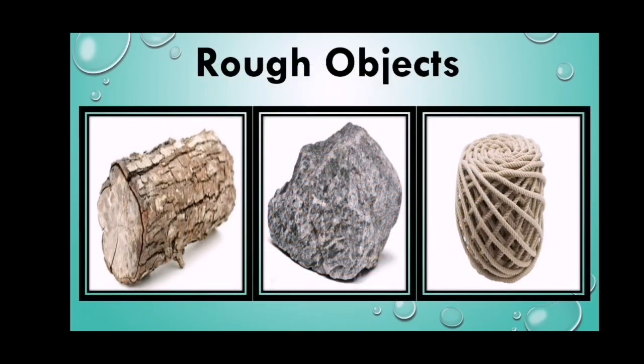Some objects or things around us can be rough. Rough. Say the word, rough. Take a look at these pictures. We have here a log, a rock, and a rope. These objects are rough. They are bumpy.